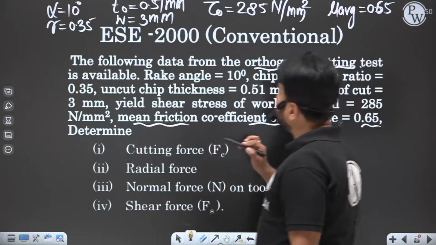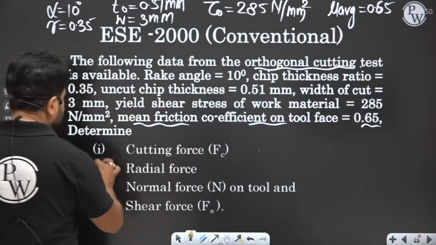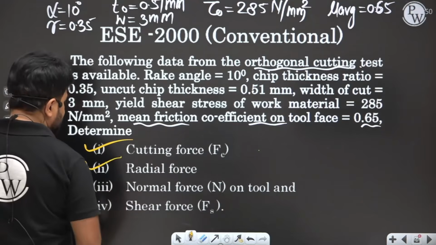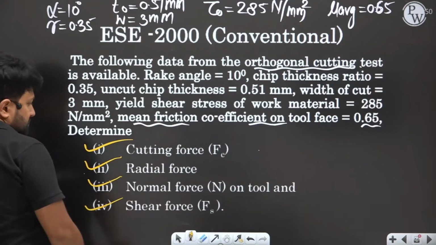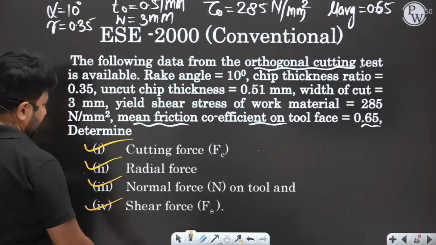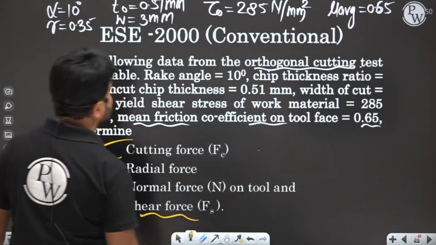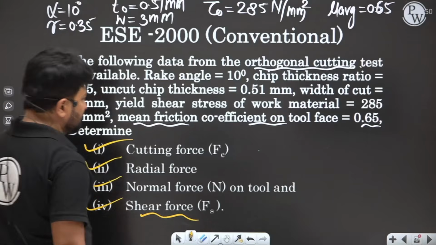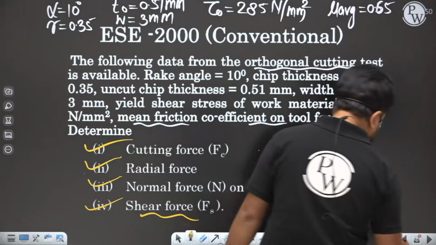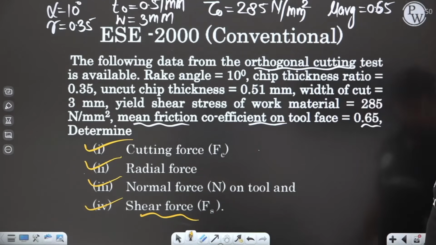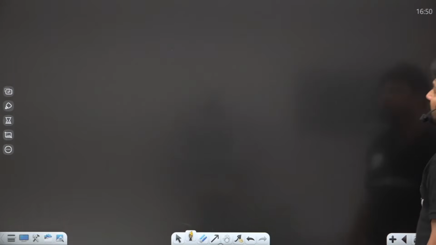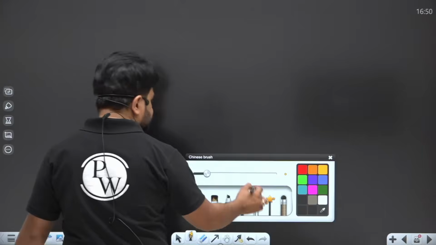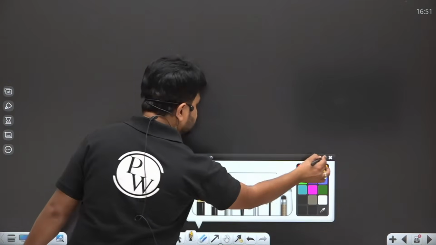Once you know the value of mu average, you have to find the cutting force, radial force, normal force, and shear force. Now, from this, I think I can easily find the shear force. But for that, I need the shear angle. Okay, let's move to the solution.